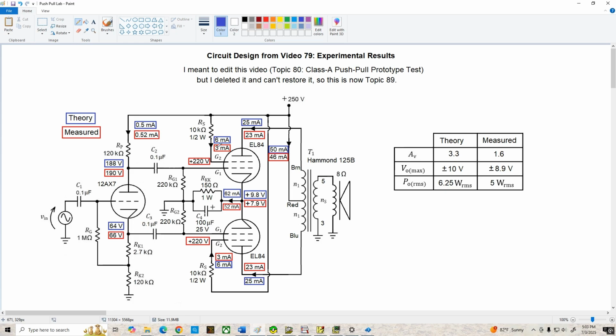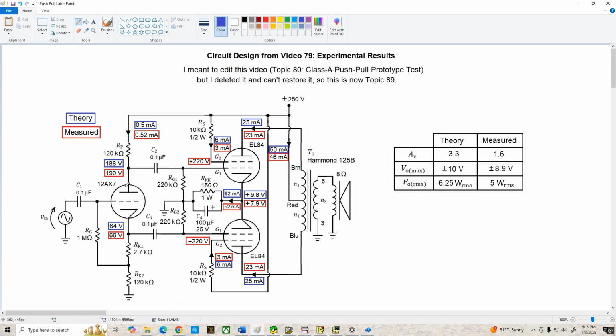Now, as far as the screen grid current goes, it's about 50% lower than we predicted, but we were using just an estimate of 25% of our design goal plate current, and in reality it's a bit lower, but it really doesn't hurt anything. It's just fine. And notice that we didn't use bypass caps on our screen grids, but for a guitar amplifier that usually doesn't present any problems.